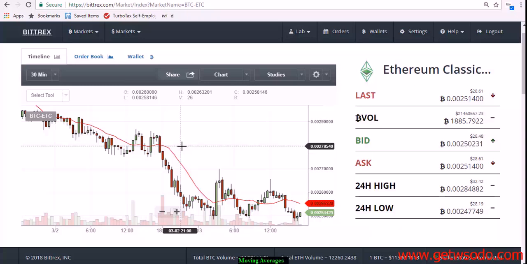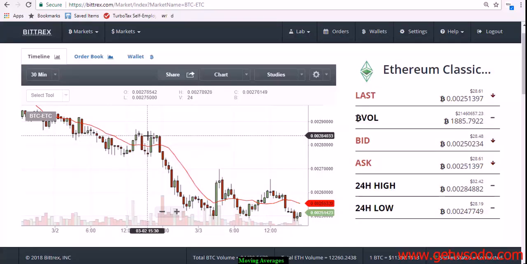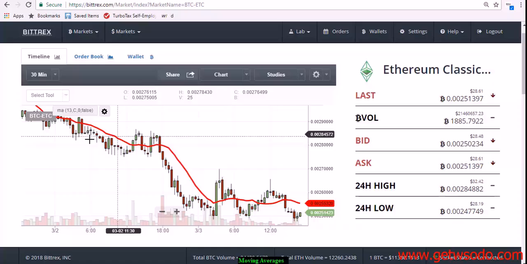Now the first thing I want you to take note of is, if the market is below the simple moving average, like right in here, that means the market is bearish, and also right in here. If the market is above the simple moving average, that means it's bullish, like what happened right here, and right here, and right here, and right here, and right in this area. Bearish is below, bullish is above. Okay, so that's your simple moving average.